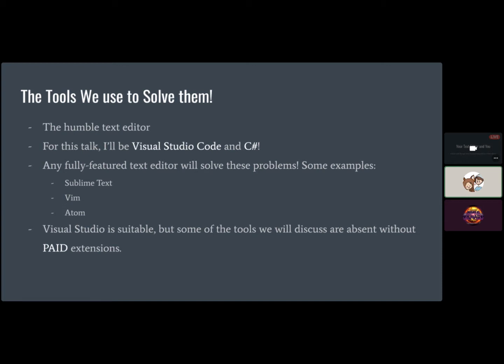Visual Studio Code primarily because it's the most popular text editor out there and the one I use daily. C# because it's a very simple language and one that's fairly common, and I would have picked C++, but I don't want to be swapping around between header files and implementation. But any fully featured text editor will be able to solve these problems that I'm displaying today. Some examples are Sublime Text, Vim, Atom.